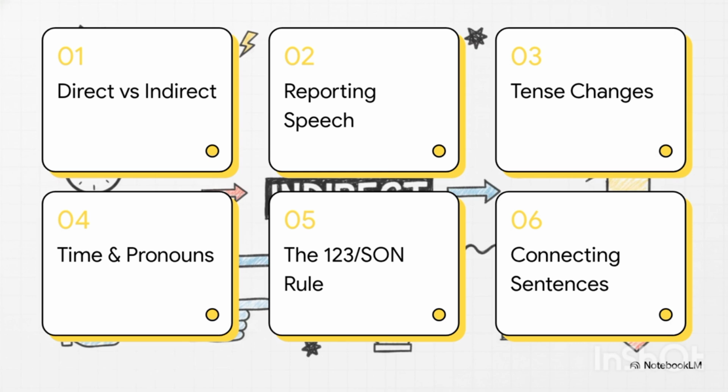We'll cover direct and indirect speech, reporting and reported speech, the main rules for changing tense, time, place, and pronouns, the magic 1, 2, 3/SON formula, and finally, rules for connecting sentences. Having this kind of structured approach means you really won't struggle with narration questions ever again.